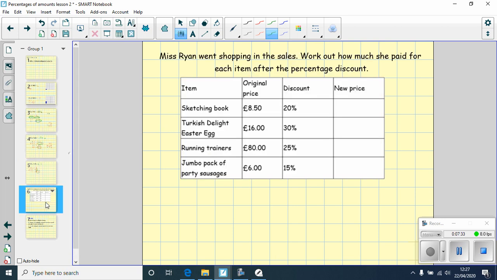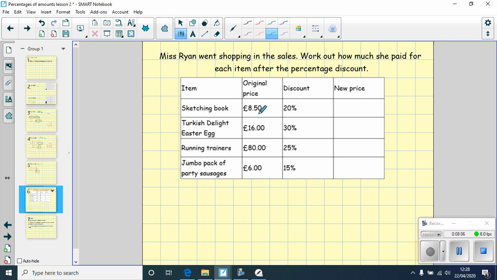Let's have a look at this question here. Miss Ryan went shopping in the sales. Work out how much she paid for each item after the percentage discount. So Miss Ryan bought these things here. If you know Miss Ryan well, you know she likes all these things in this list. This is the original price of the items, but luckily there's a sale on, and that's how much is off each item. So we've got to work out how much she actually paid for them. This is going to help you for tomorrow's maths lesson as well, so we're getting a little bit in front. Let's have a look then.